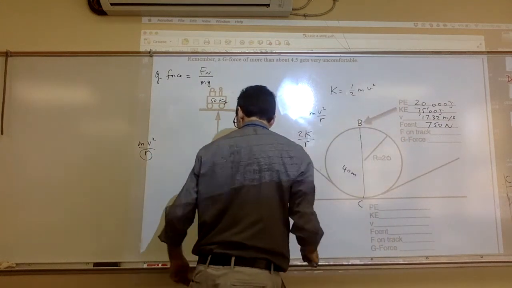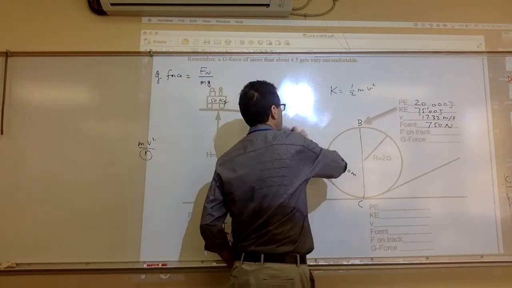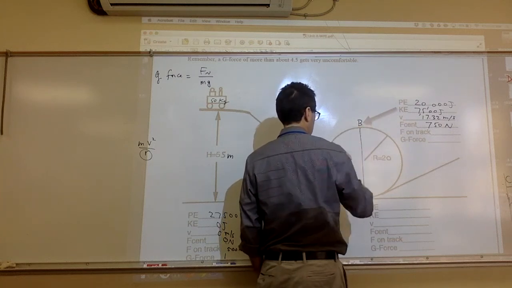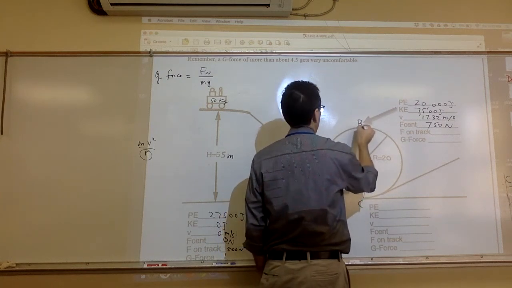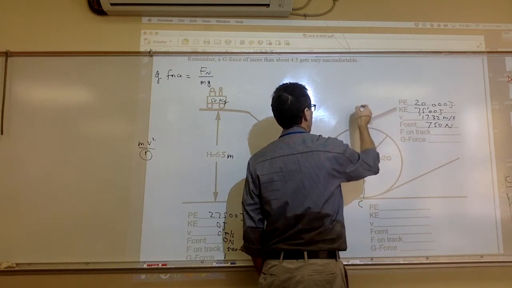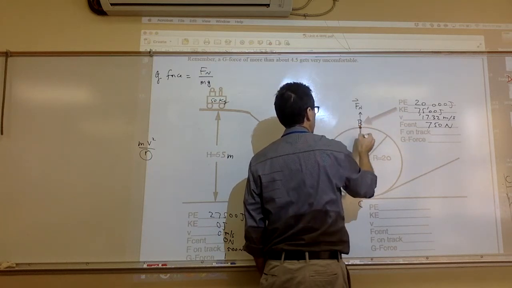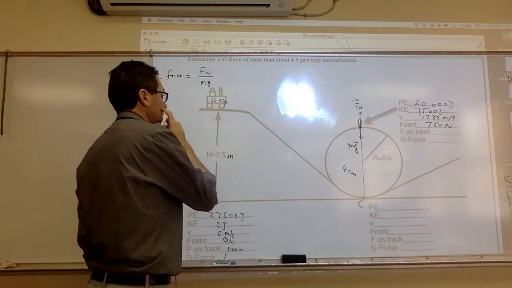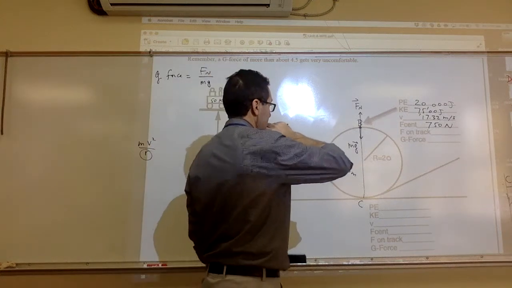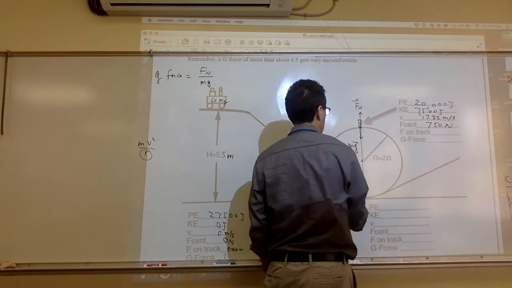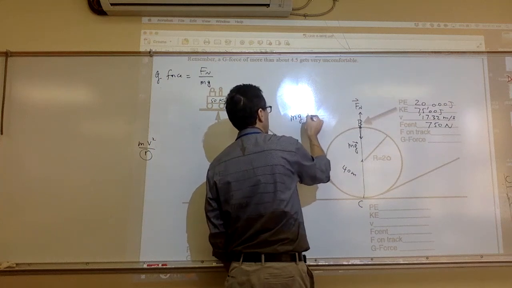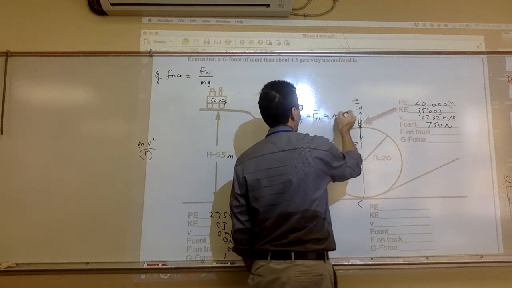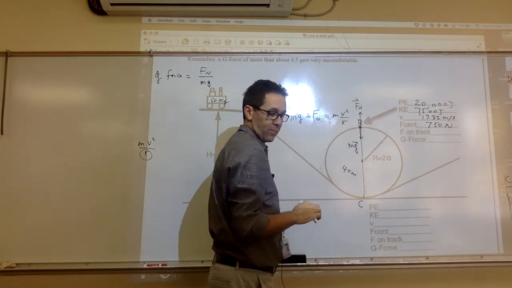The F on track, which means the normal force, now we have to go back to the centripetal force stuff. So when you're up here, you're on the outside. So you have your normal force and you have your weight. Now your weight has got to be greater, because the net centripetal force is towards the center, which is here. So I think we can write mg minus Fn equals mv squared over r.